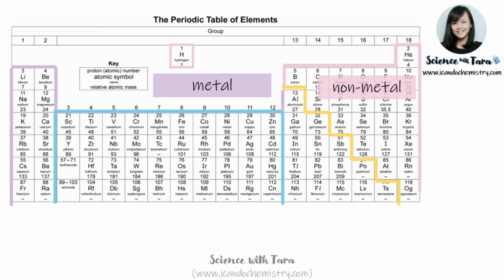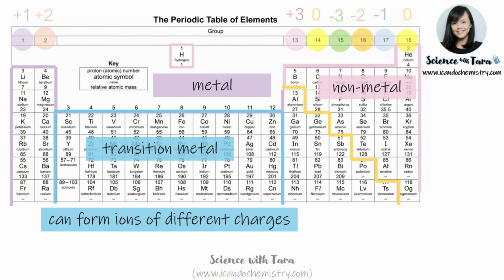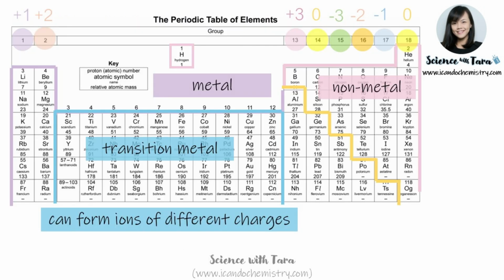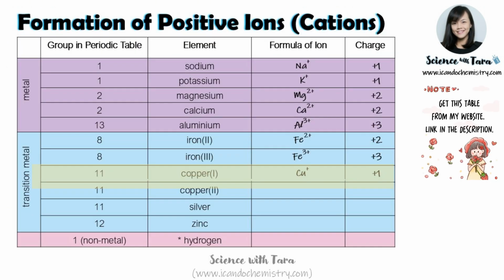Transition elements, which are found in group 3 to group 12 of the periodic table, can form ions with variable charges. For example, iron can have a charge of positive 2 or positive 3, which is Fe2+ and Fe3+. Copper can have variable charges, positive 1 and positive 2, which gives us Cu+ and Cu2+.